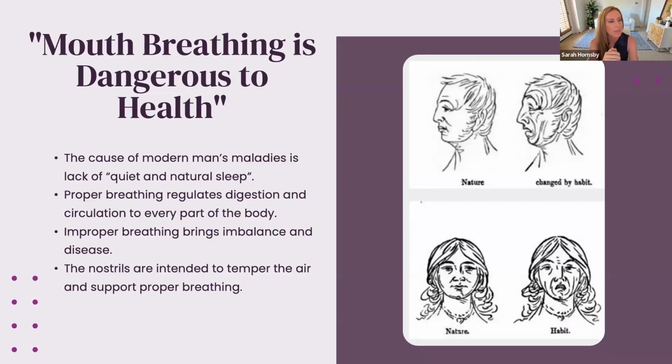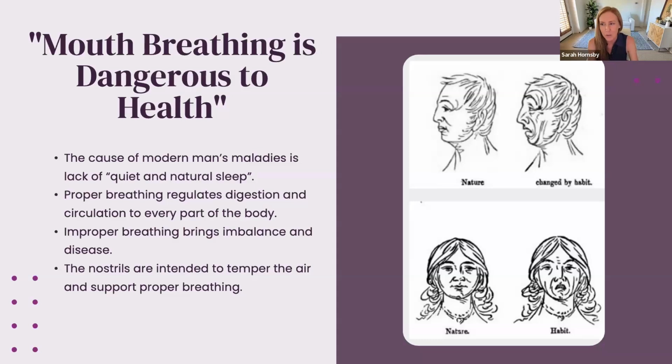I'll show you a few more, but he's quoted as saying, mouth breathing is dangerous to health. And he said, the cause of modern man's maladies is lack of quiet and natural sleep. Proper breathing regulates digestion and circulation to every part of the body. Improper breathing brings imbalance and disease, and the nostrils are intended to temper the air and support proper breathing.